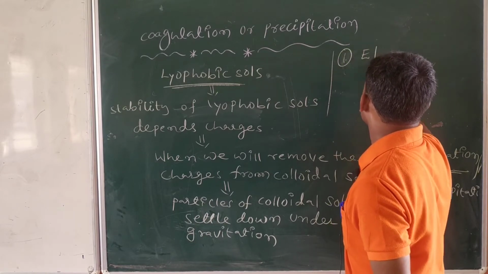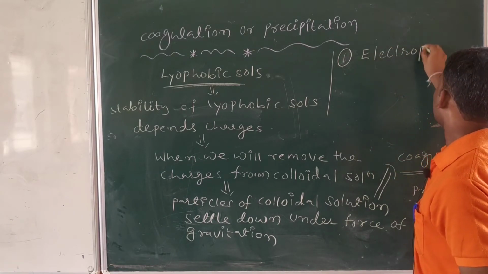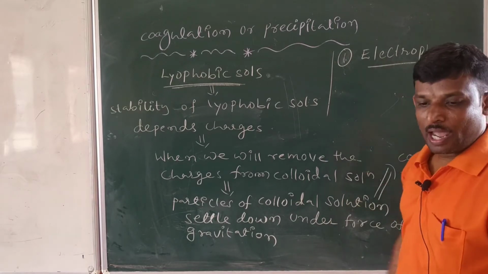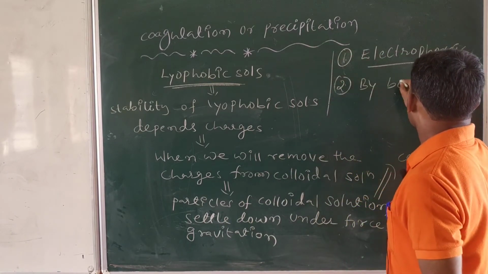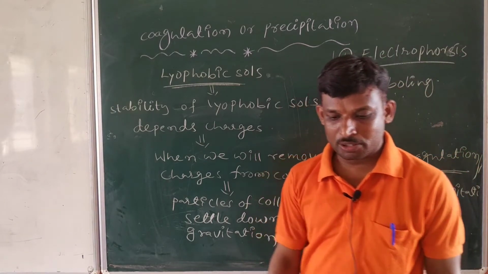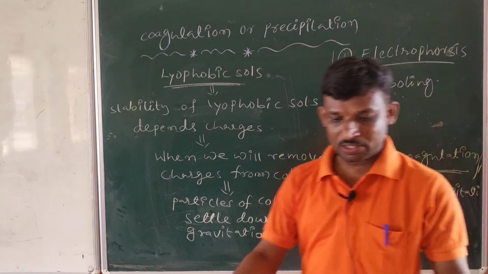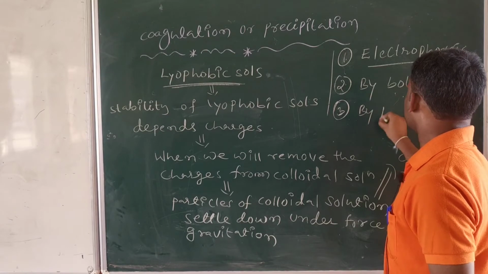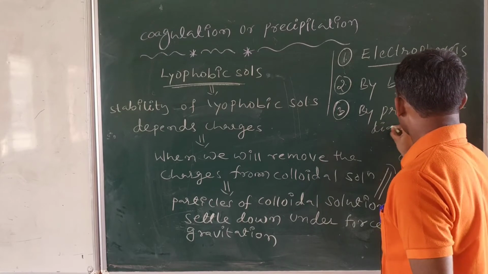So first, coagulation takes place by applying electrophoresis. Second, by boiling the colloidal solution, the colloidal particles may crystallize. And in the case of dialysis, continuous dialysis is called persistent dialysis. These are the methods.